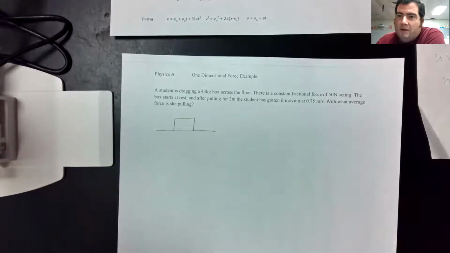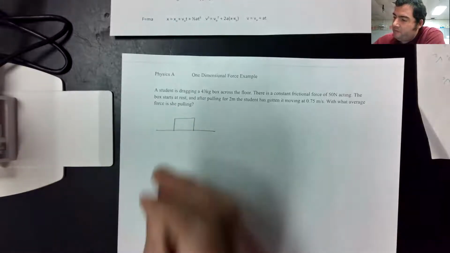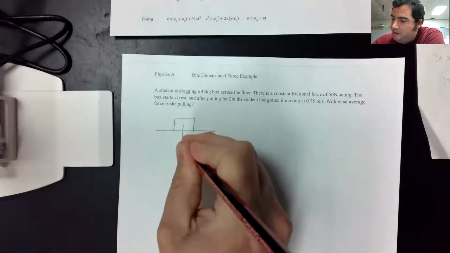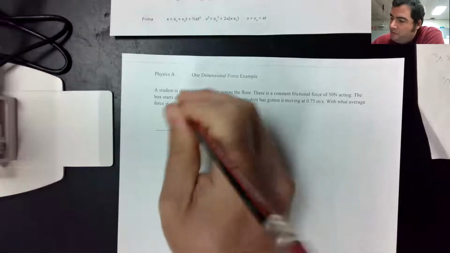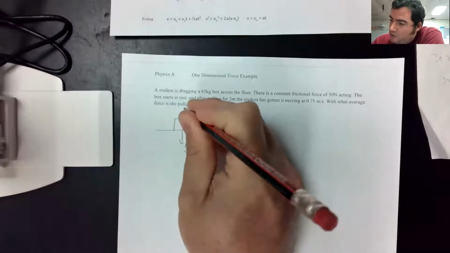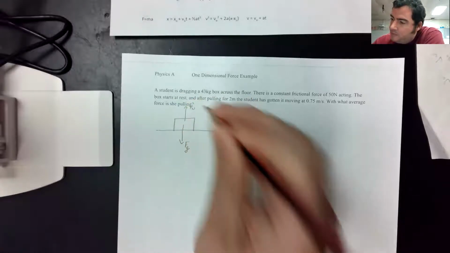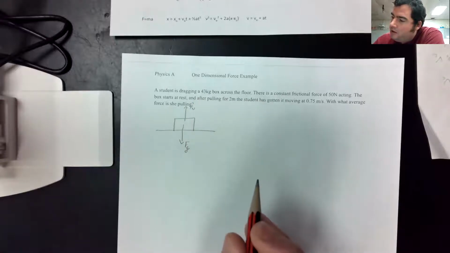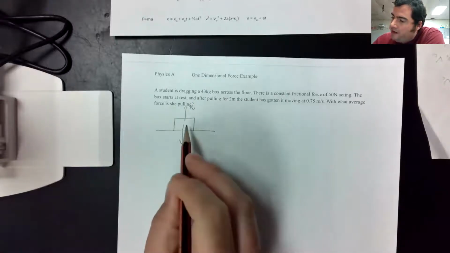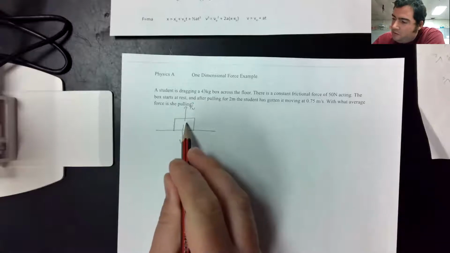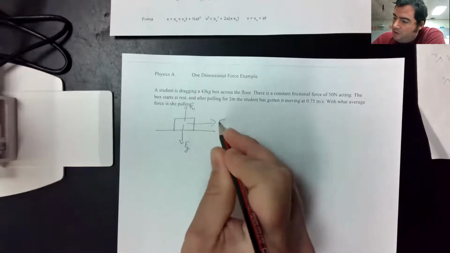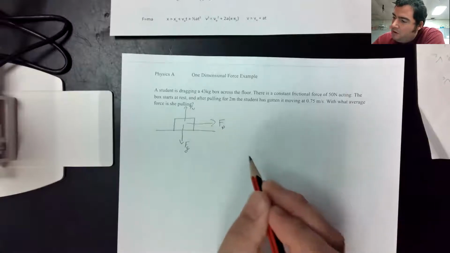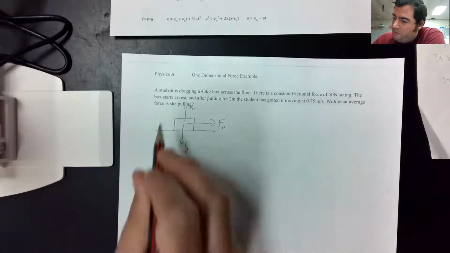And if we think about what forces are acting here, we know that gravity is pulling it down. And there's a normal force pushing it up. And it says that the student is dragging the box across the floor. So we'll say F pull. And it says there's a frictional force back the other way.